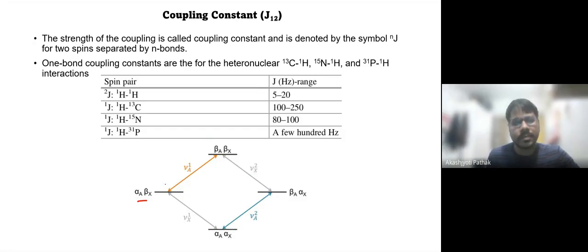Similarly, beta A can again go to alpha X if you apply this nu A2. As we were discussing with the n+1 rule, if you excite that particular nuclei, you get two peaks. These are the two peaks that you would observe: beta A beta X and alpha A alpha X. So this results in a doublet.